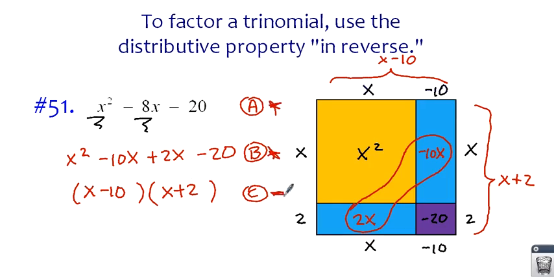Had we been multiplying, we would have gone from C to B to A. Since we're factoring, we're going from A to B to C.